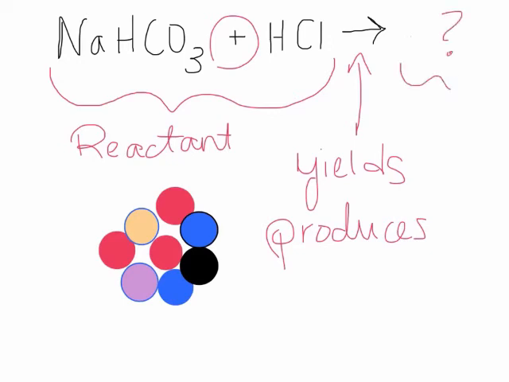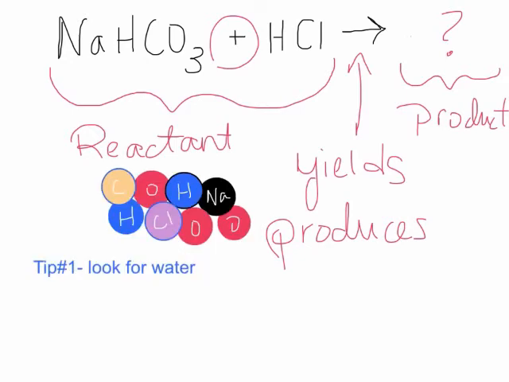The other side of a chemical reaction is called the products, or the things that are created from the reaction. Now, I'm not going to tell you what those are yet, but I am going to give you some tips to see if you can try to figure this out. We need to imagine when a chemical reaction happens that all of these molecules are coming together and they're going to form different substances.